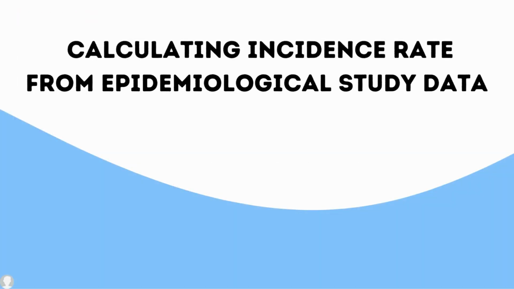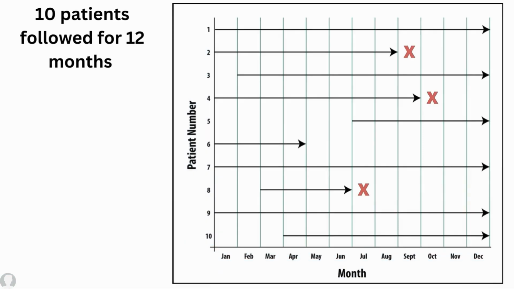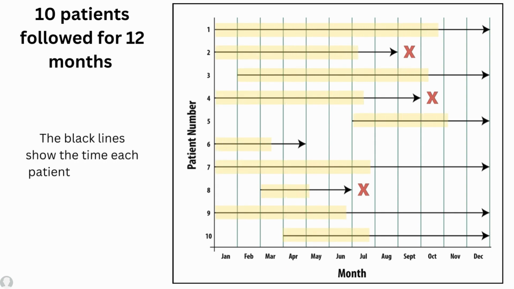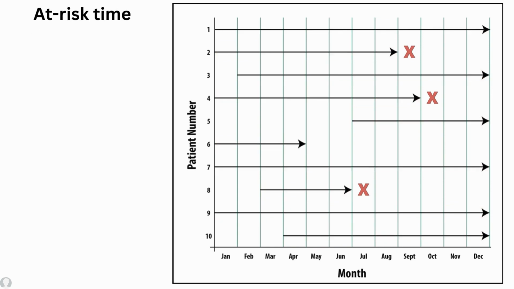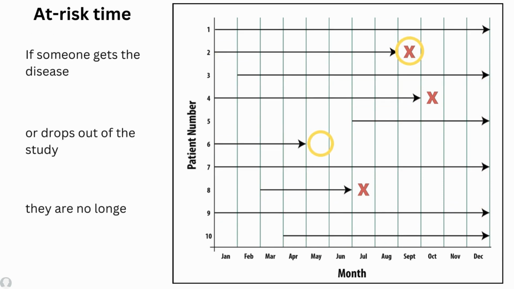Now let's talk about how to calculate an incidence rate from epidemiological study data, so a study that follows some number of people over time to see whether they get the disease of interest. In this study, 10 patients are followed for 12 months. The black lines show the amount of time each patient in the study was at risk of the disease. If someone gets the disease or drops out of the study, they are no longer at risk. They are no longer contributing at-risk time.